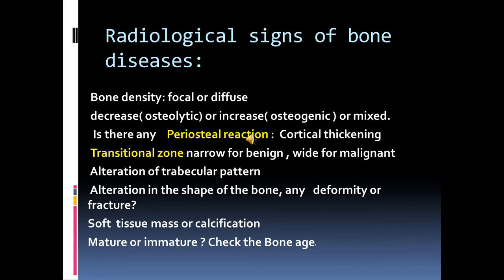Sometimes we have a mixture of both, and we call it a mixed osteolytic and osteogenic lesion. An important feature to look at is whether there is any associated periosteal thickening or reaction seen in the film. Also, you should try to check the growth of the pathology, whether there are features of a benign or a malignant tumor according to the transitional zone, as we will mention later on. You should also check the trabeculation of the bone, which means the bony component or the bone matrix, and the shape of the bone, any deformity, any associated fracture line, and also the condition of the soft tissue surrounding the bone, because sometimes we can detect soft tissue swelling, calcification or a soft tissue mass. And as we know, the age of the patient is very important, so we should check whether the epiphysis is fused or not to know if the skeleton is mature or immature.